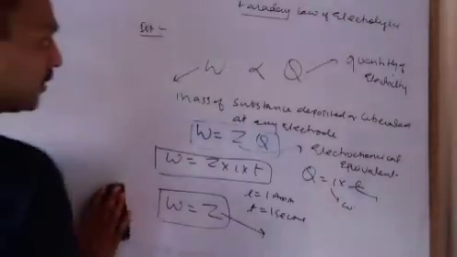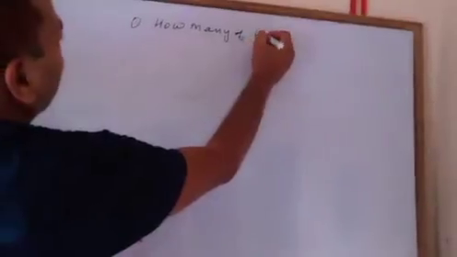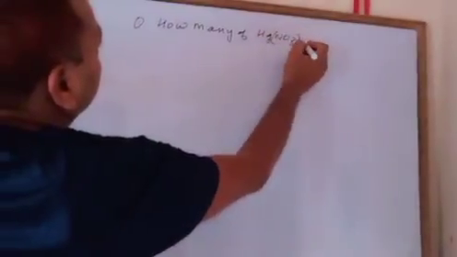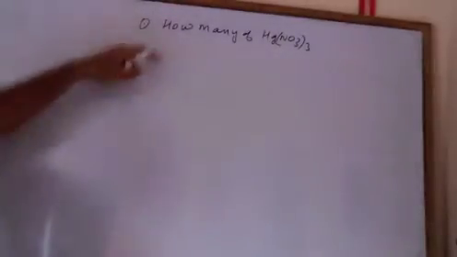Now we will move on towards the numerical based on the first law. So children, see this. Suppose there is a numerical number 1. The question is here: how many moles of mercury will be produced?